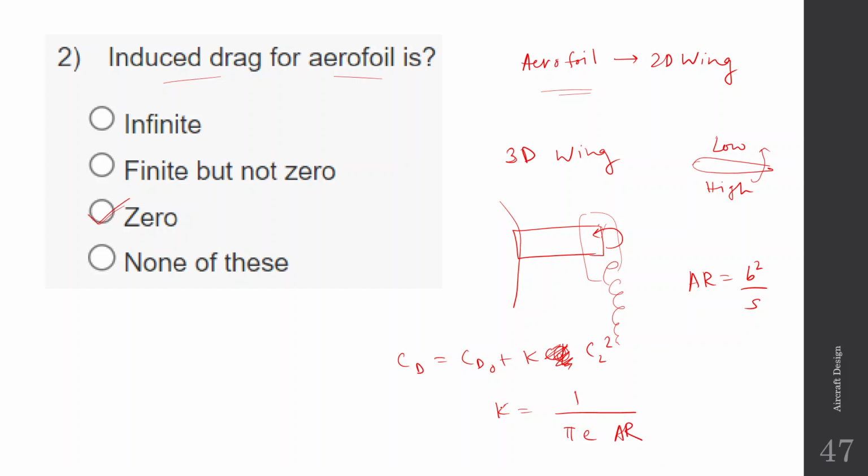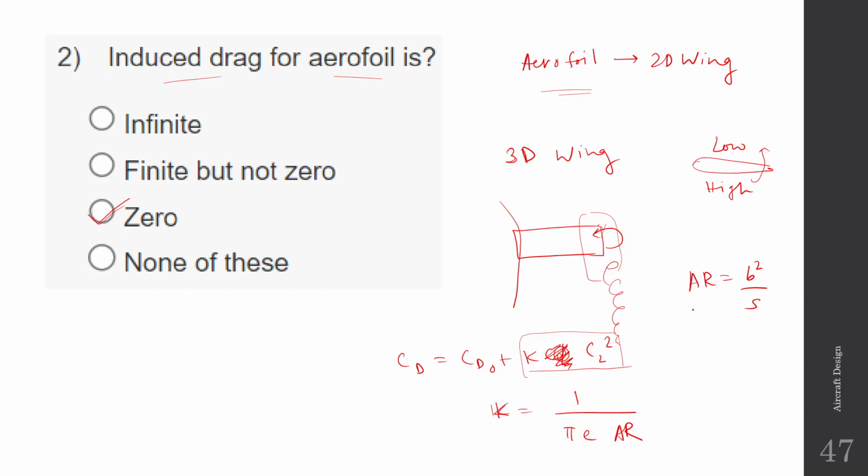So you can see that this is the induced drag. In case of an aerofoil, it is an imaginary, infinite wing. This has an infinite aspect ratio actually. When you have infinite aspect ratio, the K is 0, okay. So when K is 0, there is no induced drag.